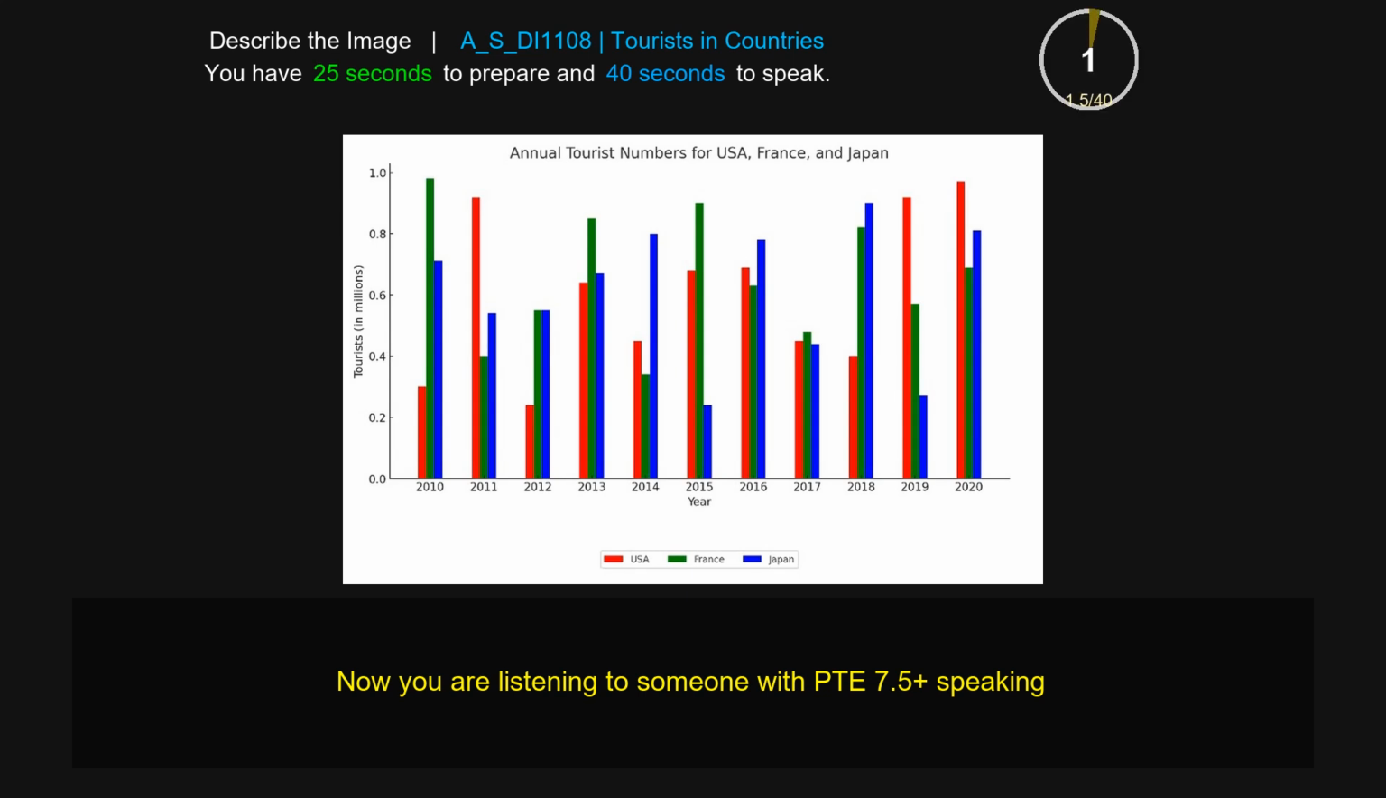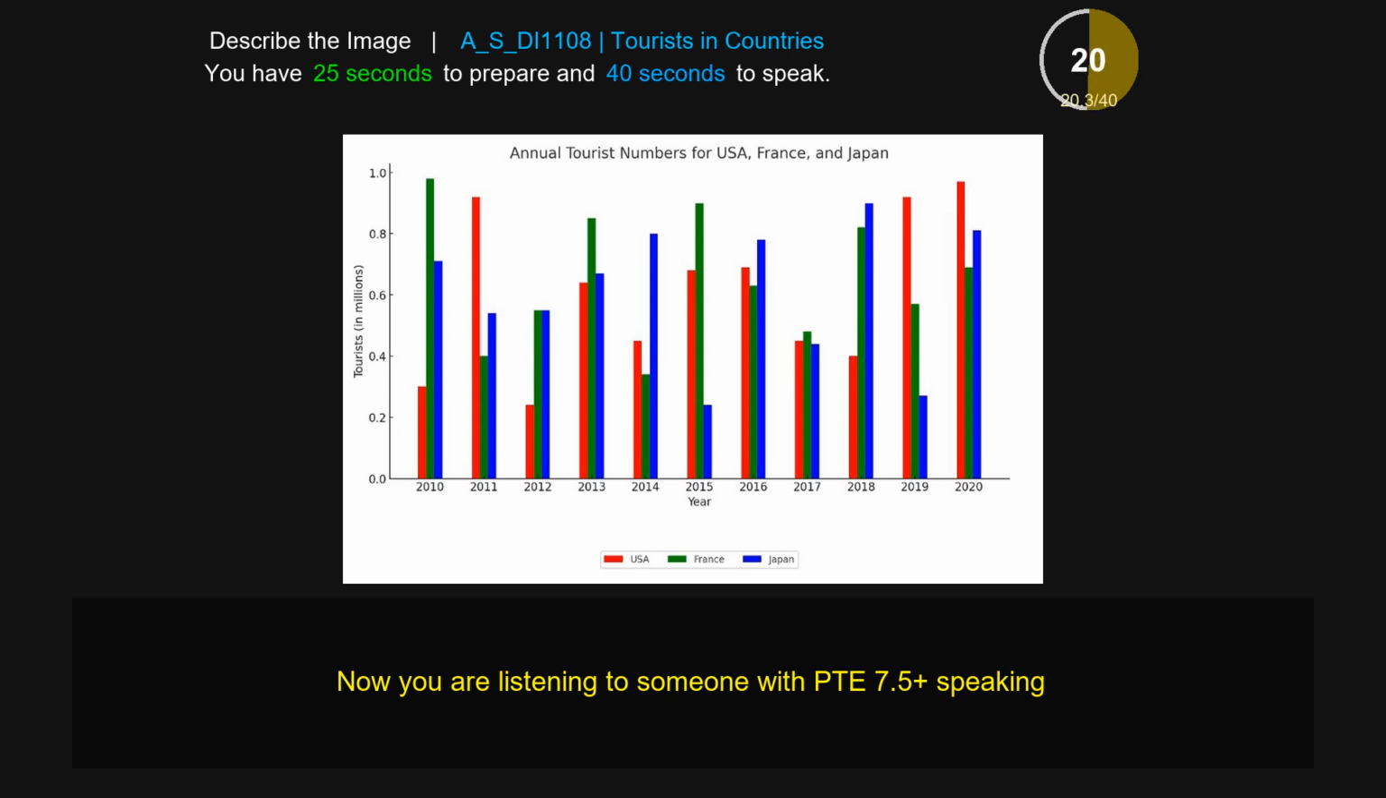The picture provided above is the bar graph that shows annual tourist number for USA, France, and Japan. The x-axis shows the number of years starting from 2010 to 2020, whereas the y-axis shows the tourists in millions, ranging from 0.0 million to 1.0 million.